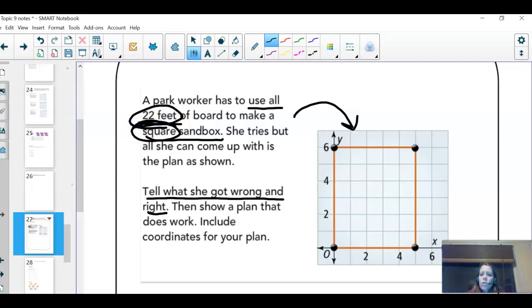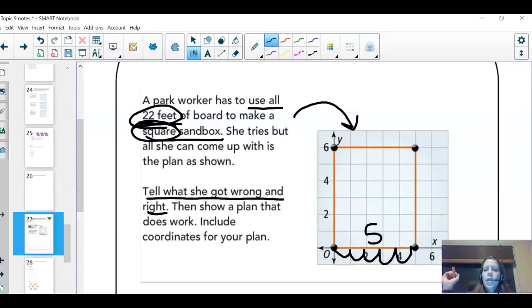Okay, so let's go ahead and start first with seeing if she used all of the wood. Okay, la primera cosa que nosotros vamos a hacer es vamos a buscar si ella está usando todo de la madera. Okay, so right here I have the distances, they're going up by ones, 1, 2, 3, 4, 5.